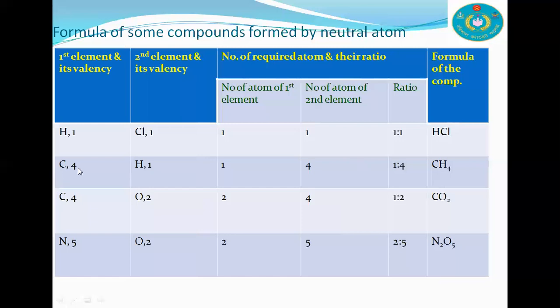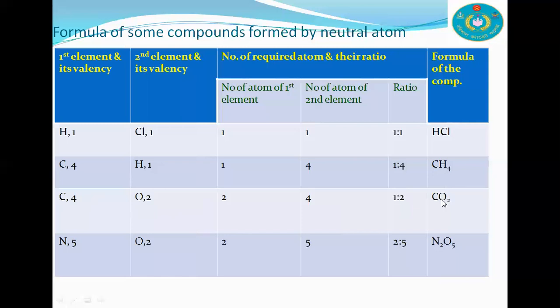In case of carbon, valency 4, in case of hydrogen, valency 1. So they form methane by exchanging their valency and the ratio is 1 to 4. So CH4. In case of carbon dioxide, they exchange their valency 4, 2 and the ratio is 1 to 2. Maintaining 4, we need 2 oxygen atoms.